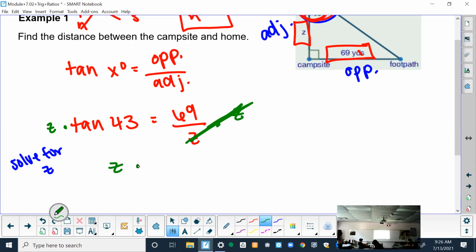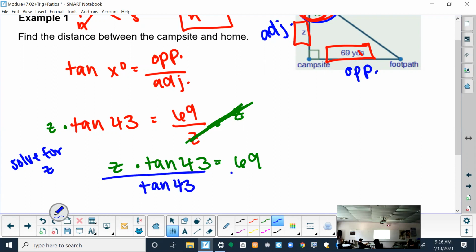On the left side, I have Z times tangent of 43 equals 69. All right, now I can get the Z by itself because I'll do the opposite of multiplying by the tangent. What's opposite of multiplying? So I'm going to divide each side by tangent of 43. On the left side, we have just Z. On the right side, we have this fraction that we can put into our calculator all at the same time.